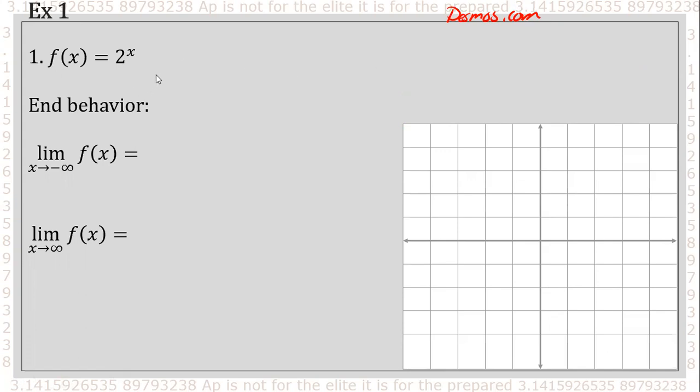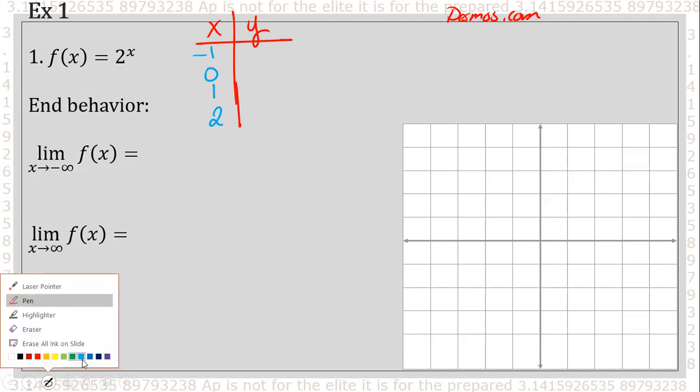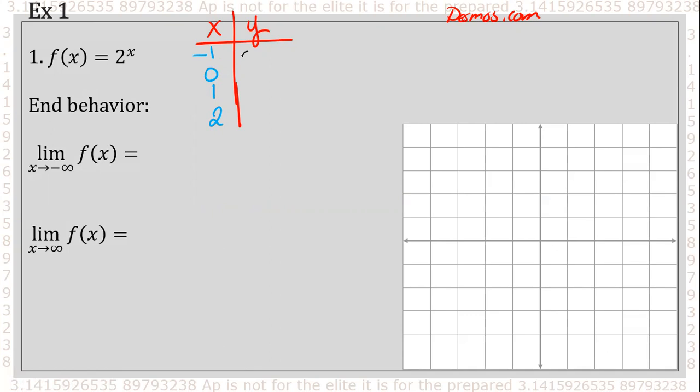Alrighty, let's give this a try. The easiest way to do it is just make an XY table. From our XY table, we're going to pick some random values. I'm going to put -1, 0, 1, and 2. And from here, we substitute. So let's evaluate these. 2 raised to -1, remember that's the reciprocal, so it's going to be 1 over 2. Your numerator drops to the denominator and the denominator goes up to the numerator.